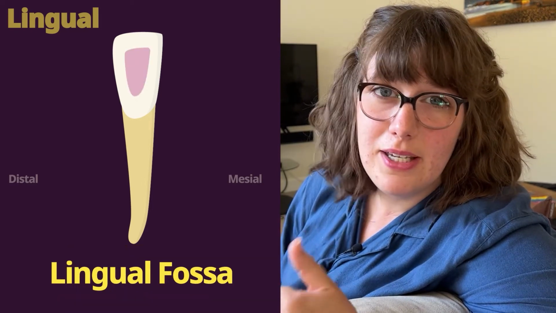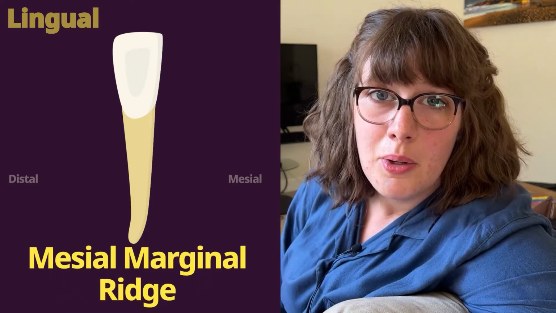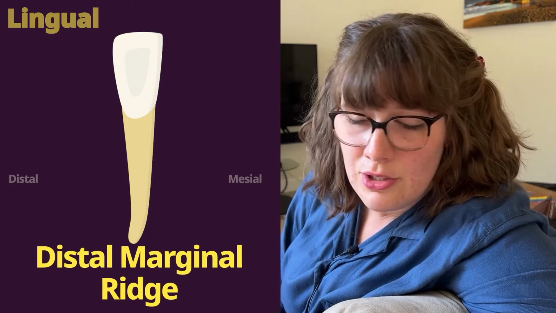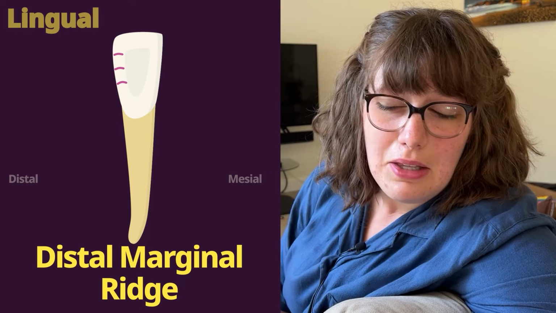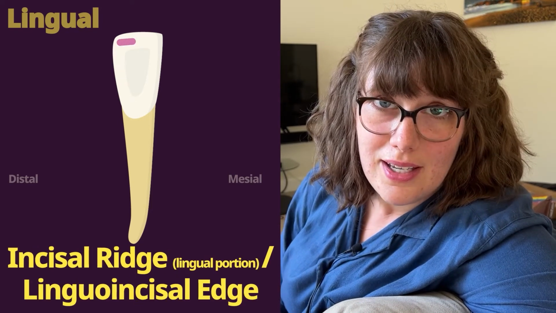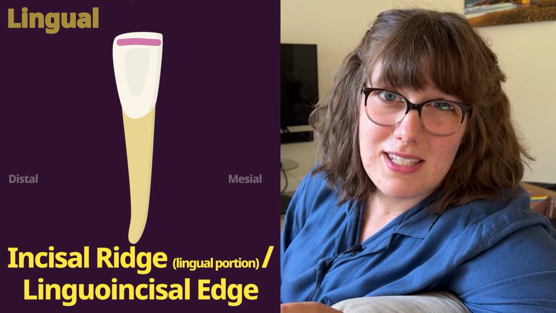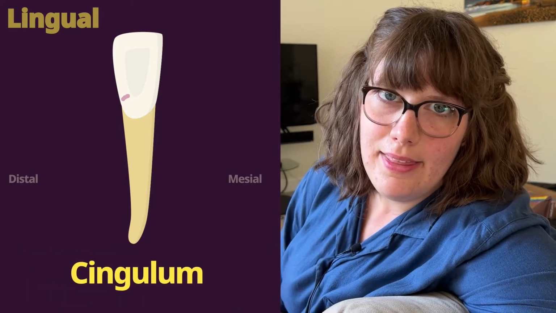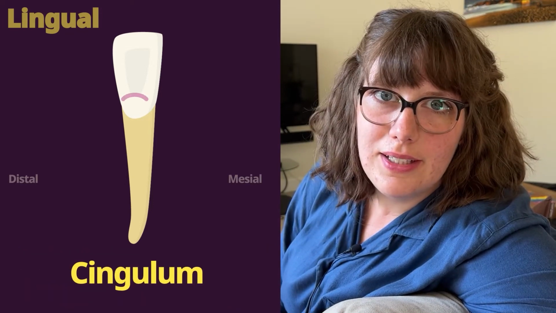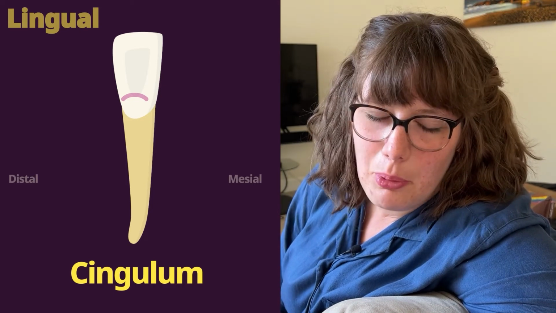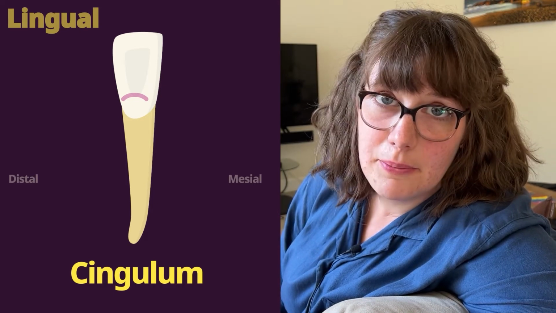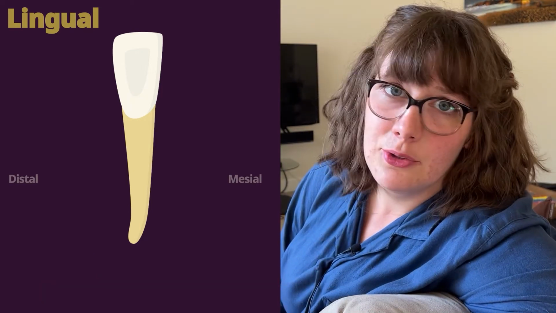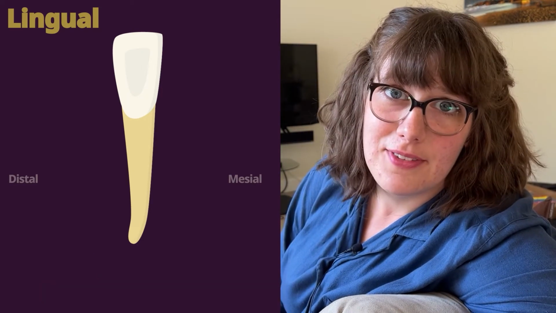There's going to be a very weak, very shallow lingual fossa, bordered on the mesial by a very slight mesial marginal ridge, to the distal by a very slight distal marginal ridge, and to the incisal by the lingual aspect of the incisal ridge or the lingual incisal edge, and then bordered cervically by a very slight, poorly defined cingulum that's going to be displaced to the distal. There are not going to be any grooves or lines to the lingual surface of this tooth.